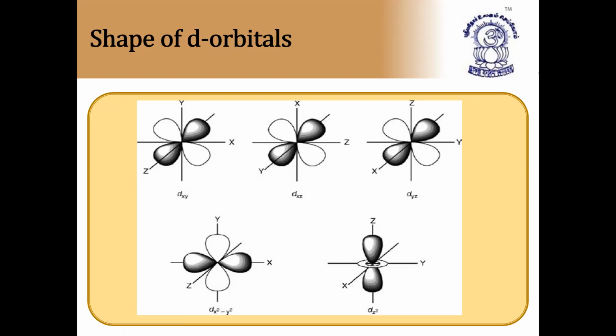So this diagram is very, very important. dxy will have the dumbbell between the x-axis and y-axis. So you can see the difference clearly. I hope this is clear for you. So these are the shapes of d orbitals. All the orbital diagrams, they will not ask; you should just know this.